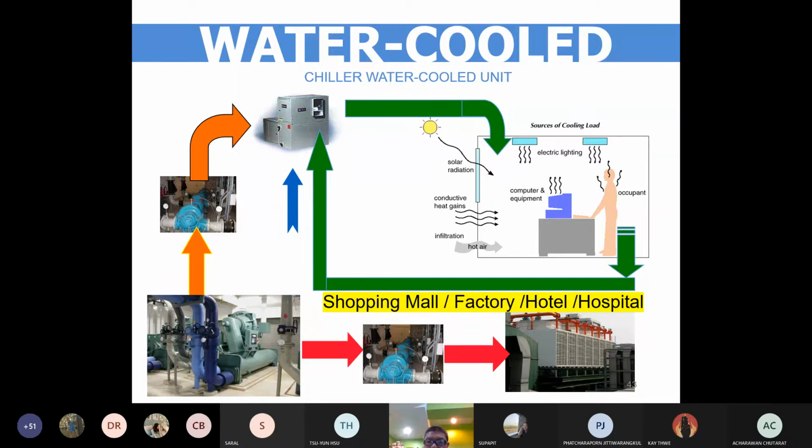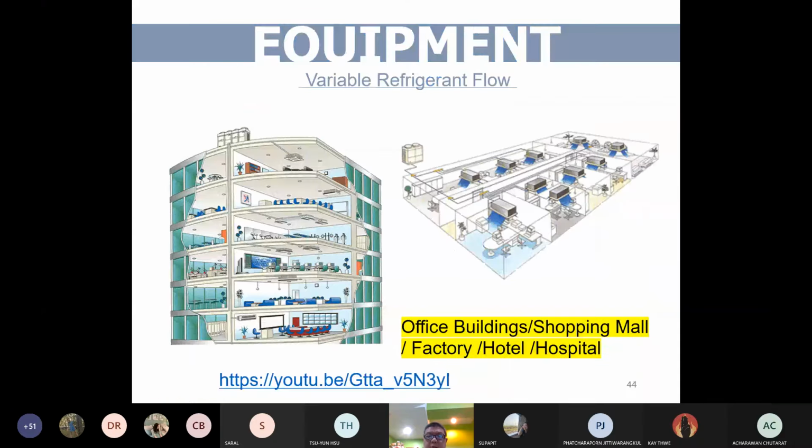Okay, so of the energy in buildings in Thailand, 60-70% is consumed by the air conditioning system. So this is the most important and crucial equipment system in buildings. Okay. This one is the variable refrigerant flow, the VRF.